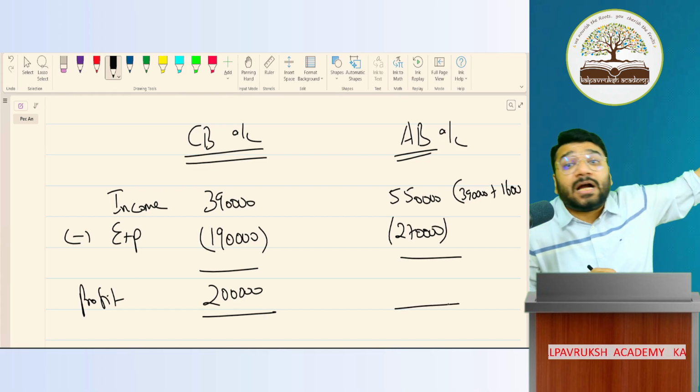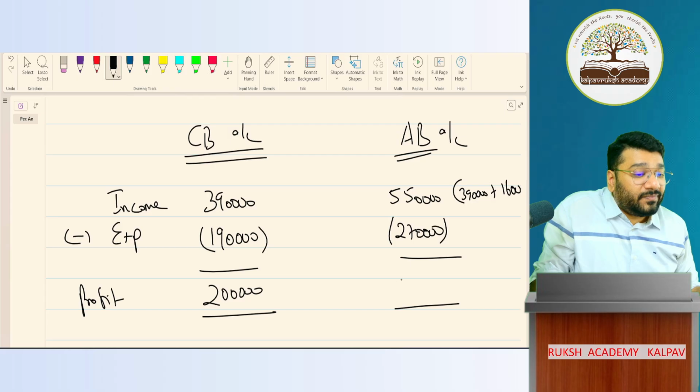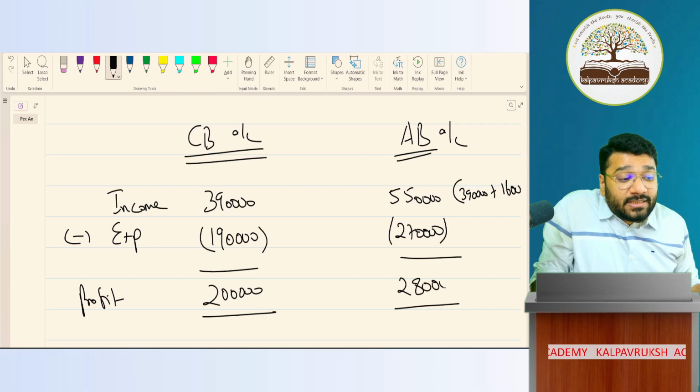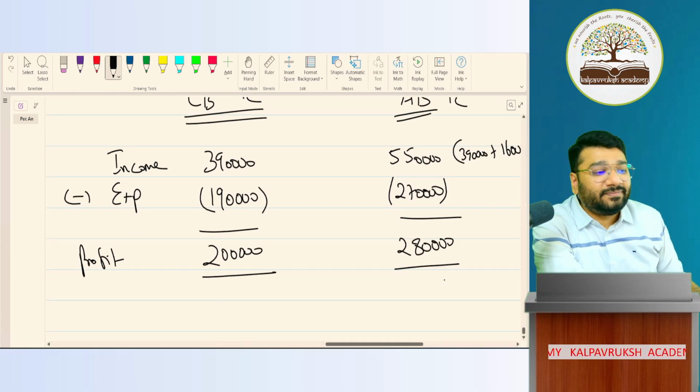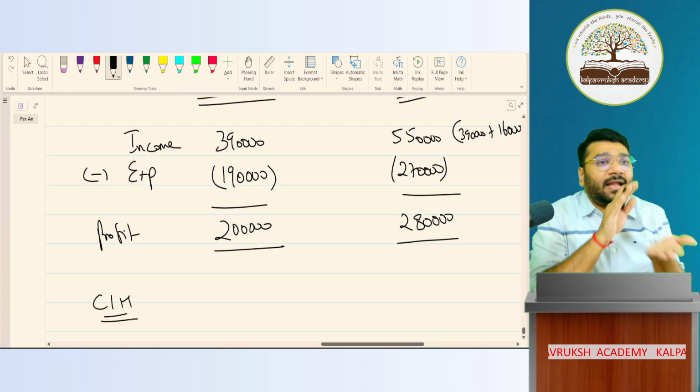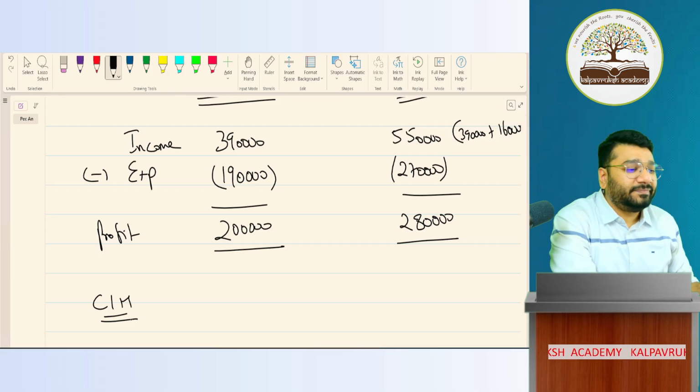What is my profit as per accrual basis? 2 lakh 80. 2,80,000 is the profit. Oh my God. If I ask you, what is the cash in hand?